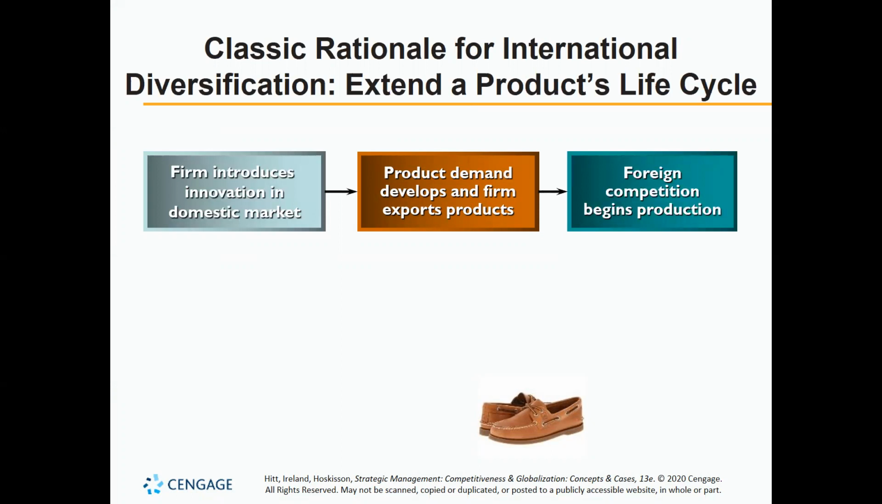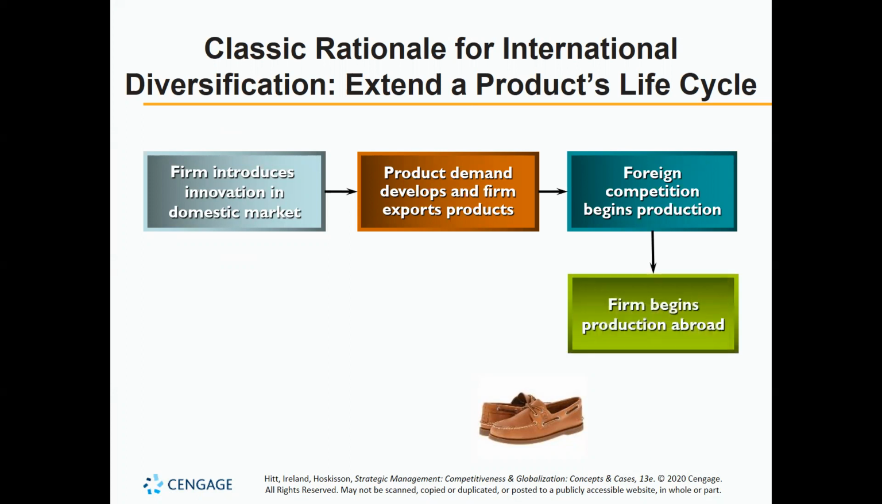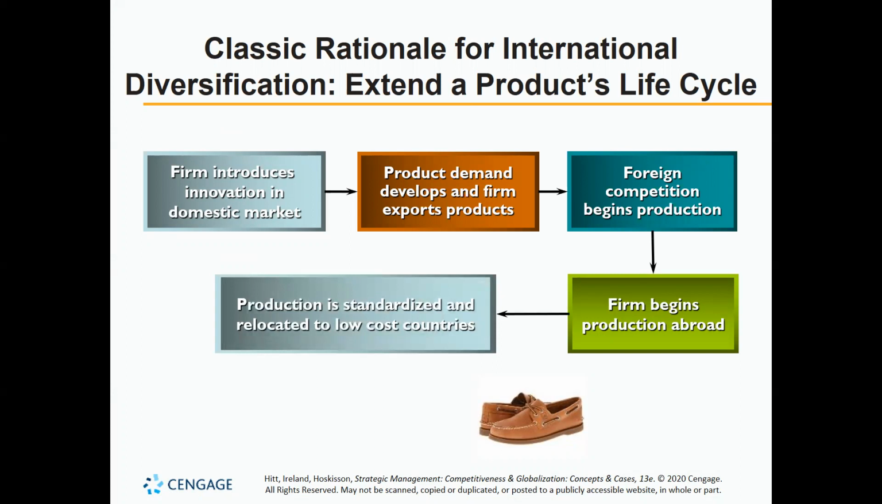And then foreign competition begins production, which could be lower cost or have other location advantages relative to the initial firm. So the firm then begins production abroad and ultimately standardizes and relocates production to lower cost countries. This allows the product to be competitive in new markets and for longer because it is able to have not only the initial innovation advantages, but also cost advantages over time.